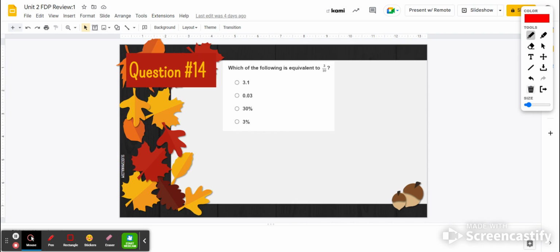Question number 14. Which of the following is equivalent to 3/10? Remember I said see it, say it, write it? 3/10. There's my decimal. Now, do I see that anywhere? Nope. So now let's look. If we want to go from decimal to percent, we move it 2 places. 1, 2. Now we have 30%. Do we see that? Yes, we do.